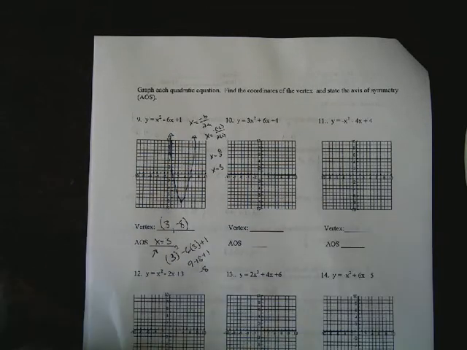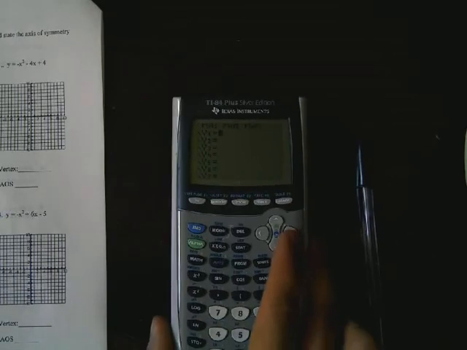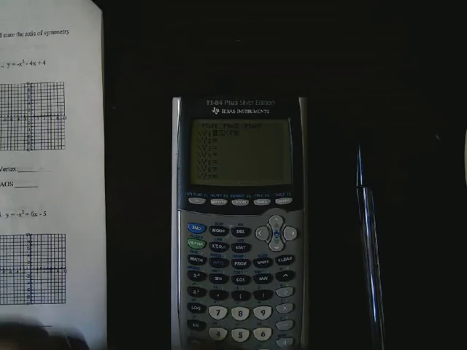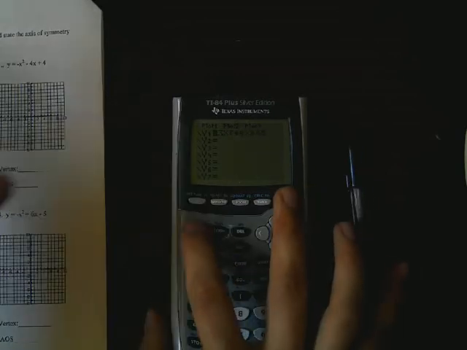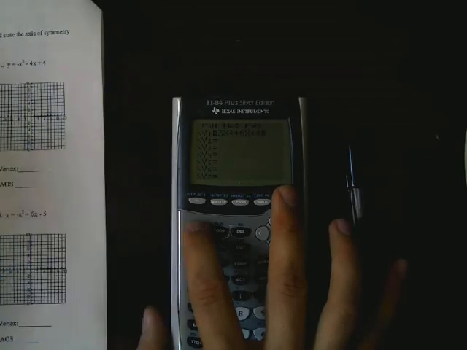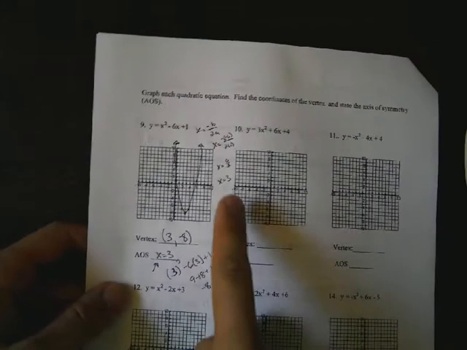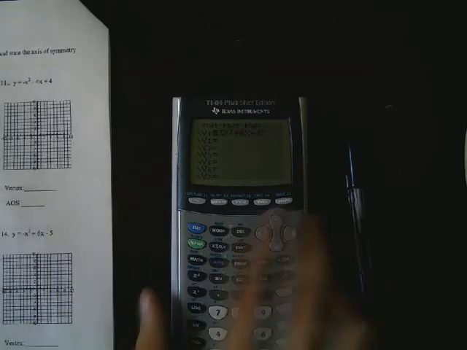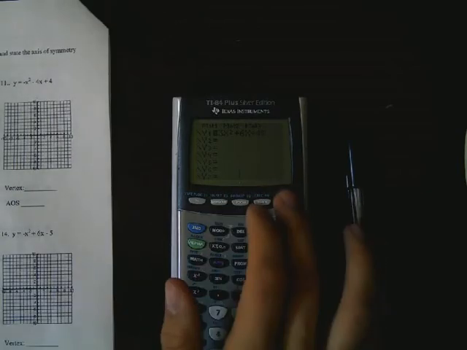Do another one. Another way you can do this is, of course, on the calculator. If we look at number 10, I'm going to change my y equals to what it says for number 10, and I've got 3x squared plus 6x plus 4. So last time we did it using negative b over 2a to find our x value, substitute it in to find the y. This time I'm going to put it into my calculator, graph it.